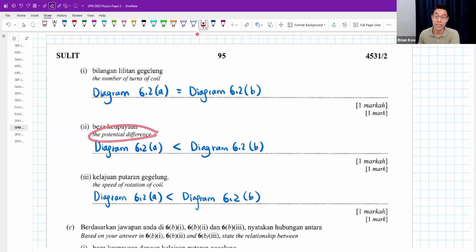But for, like I say, essay question, you need to copy the question. You have to say the potential difference in diagram 6.28 smaller. Yeah, structure don't need because the question is right on top already. Okay.